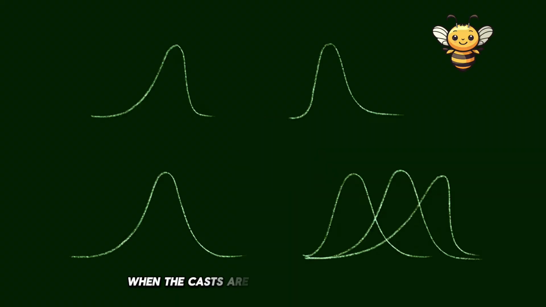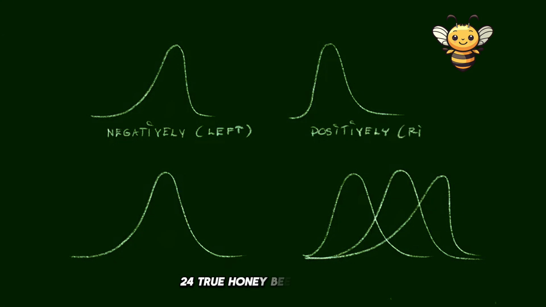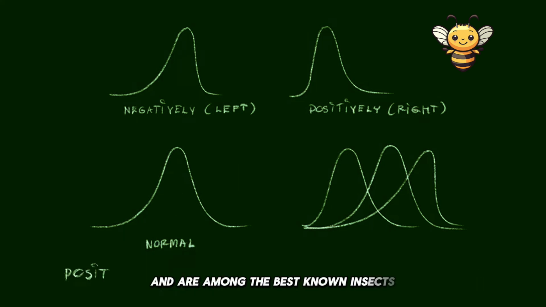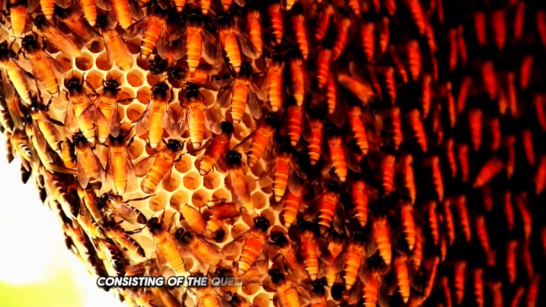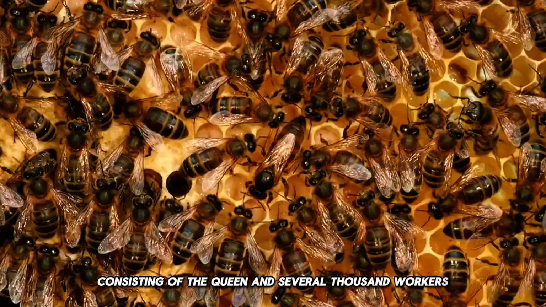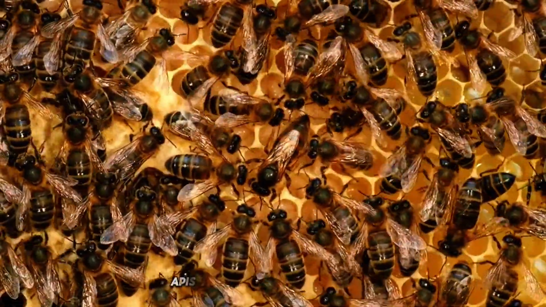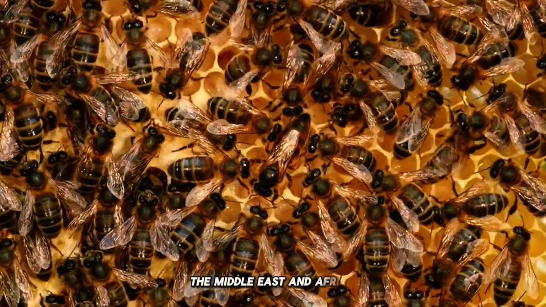When the castes are morphologically discrete, the system is considered highly eusocial. True honeybees, genus Apis, of which 8 species are currently recognized, are highly eusocial and are among the best known insects. Their colonies are established by swarms, consisting of a queen and several thousand workers. There are 29 subspecies of one of these species, Apis mellifera, native to Europe, the Middle East, and Africa.